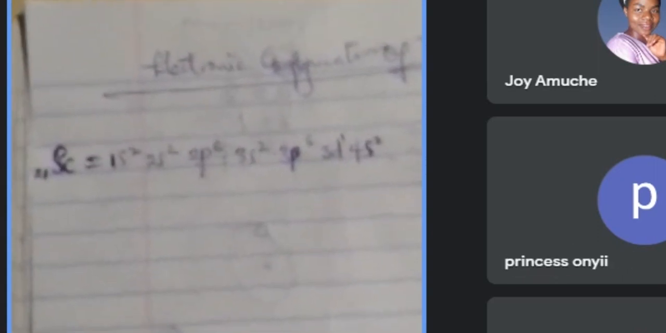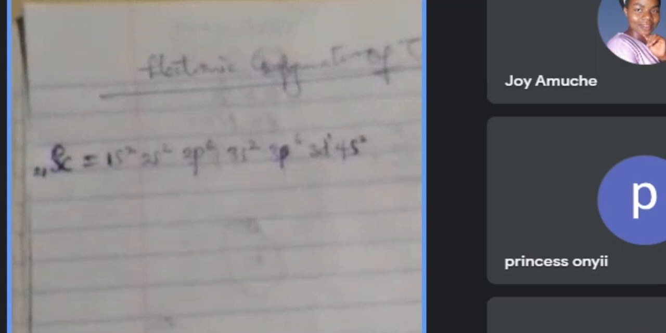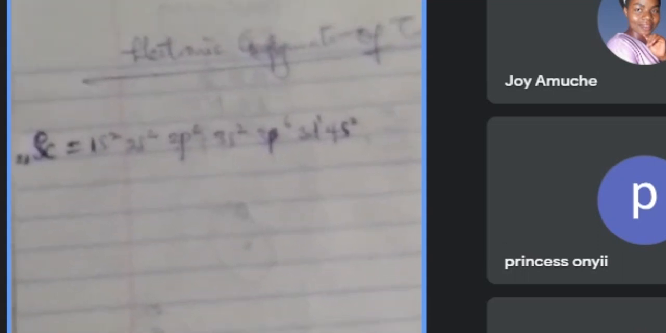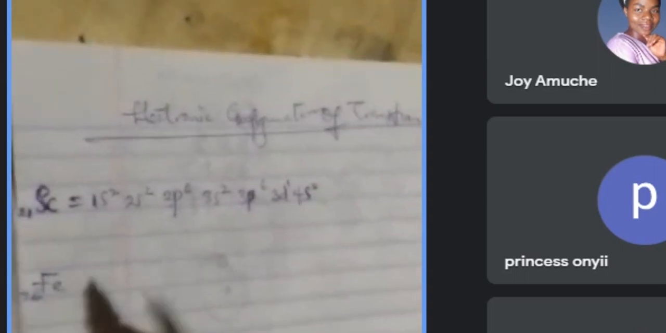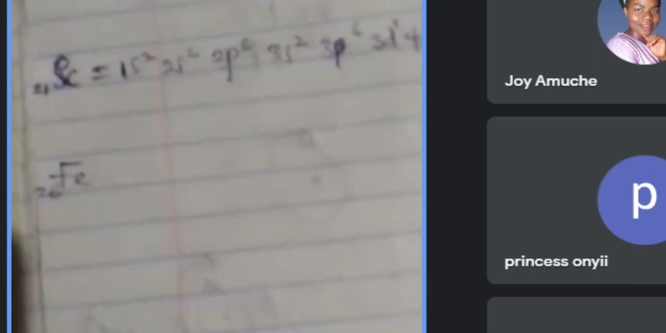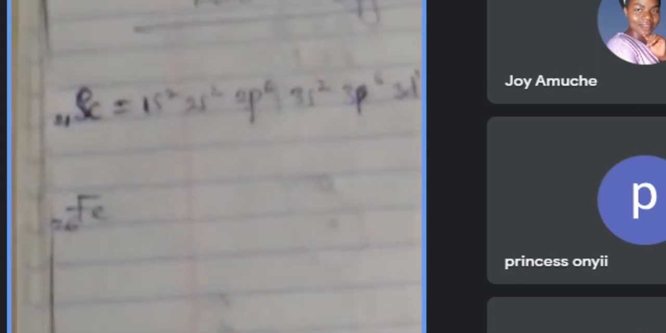I'll fill another one. I'll take iron, 26. If I'm right, 26 now. So iron has the atomic number of 26. Please, anyone, Mr. K, am I right? 26. I don't want to be confused or confuse people. I think I'm right. Yeah, 26.